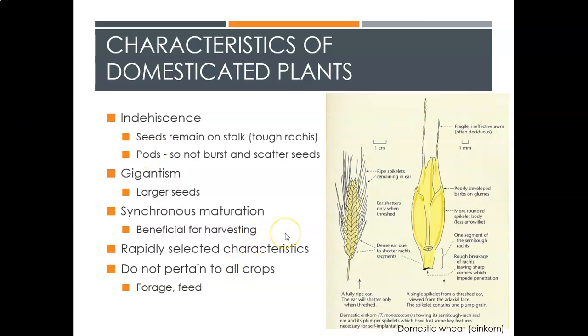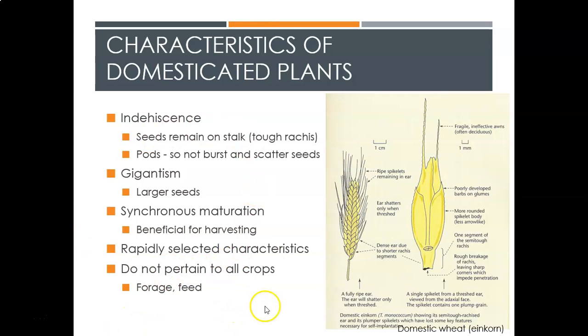We often start to see manipulation in terms of how they mature because they can be beneficial for harvesting. For those of you in biology, you might have heard about the R versus K selected characteristics, that we want rapidly selected characteristics, so characteristics that we can alter or adapt quite readily, very rapidly, so we see the plant changing in response to our selective breeding.